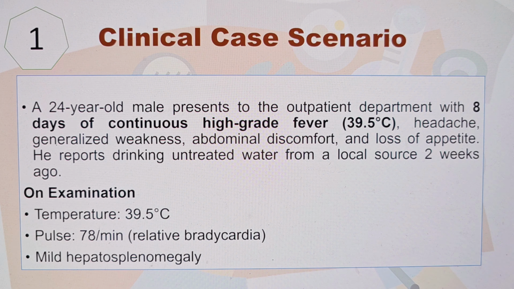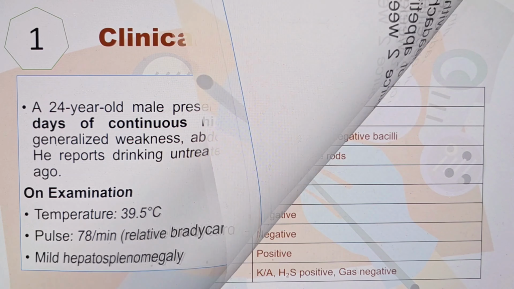A 24-year-old male presents to the outpatient department with 8 days of continuous high-grade fever, headache, generalized weakness, abdominal discomfort, and loss of appetite. He reports drinking untreated water from a local source 2 weeks ago. On examination, temperature is 39.5 degrees centigrade. Pulse 78 per minute indicates relative bradycardia, mild hepatosplenomegaly.